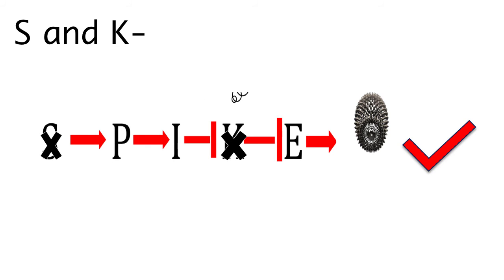The last mutant strain is also a double mutation, but this time the S and K genes are mutated. Since S is mutated, P cannot be activated, so I cannot be activated as well. Since K is also mutated, E cannot be repressed, so finally we will have the formation of spikes in our ectoderm.